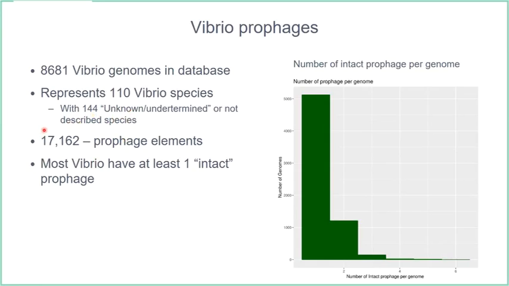And then we were able to identify prophage elements within these genomes. And we found over 17,000 prophage elements in the 8,500 Vibrio genomes. So most Vibrios have at least one intact prophage within them. And as you can see here from the distribution, most of them had at least one, but we found some genomes that actually had 6 prophages within them.